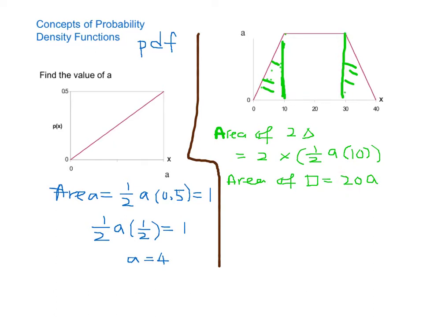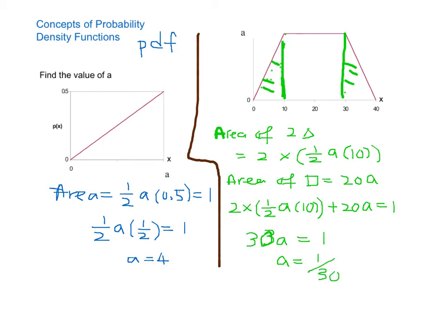So therefore, the sum of this expression and this expression will be 1, because this is a PDF, and as we know, the area under the curve is 1. The whole total area here should be 1. So the sum of this, which is here, plus the rectangle, is 1. If you simplify this, you will get 30A on the left side equal to 1. So A is equal to 1 over 30.